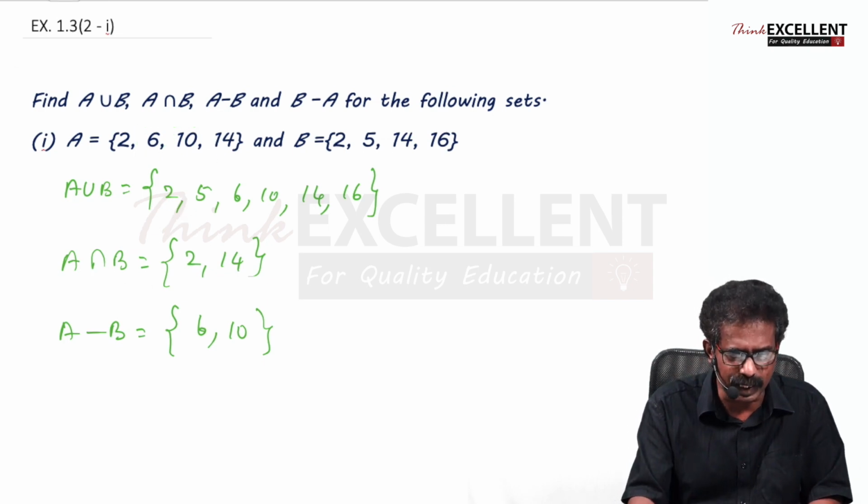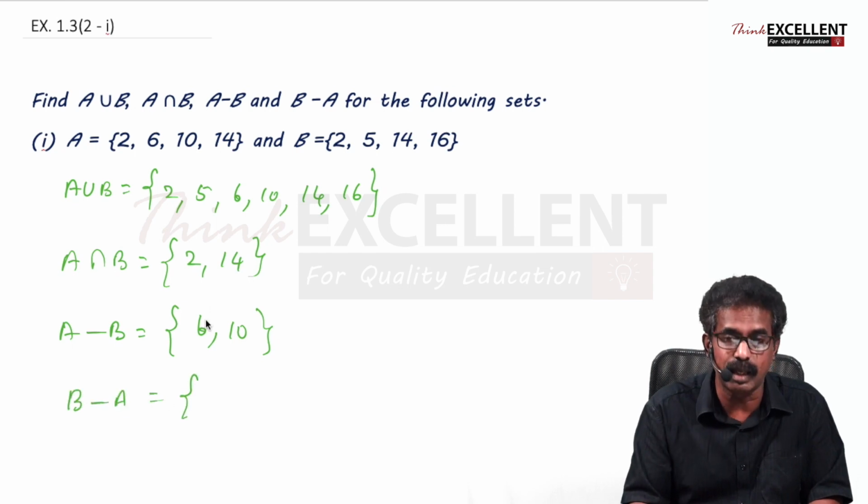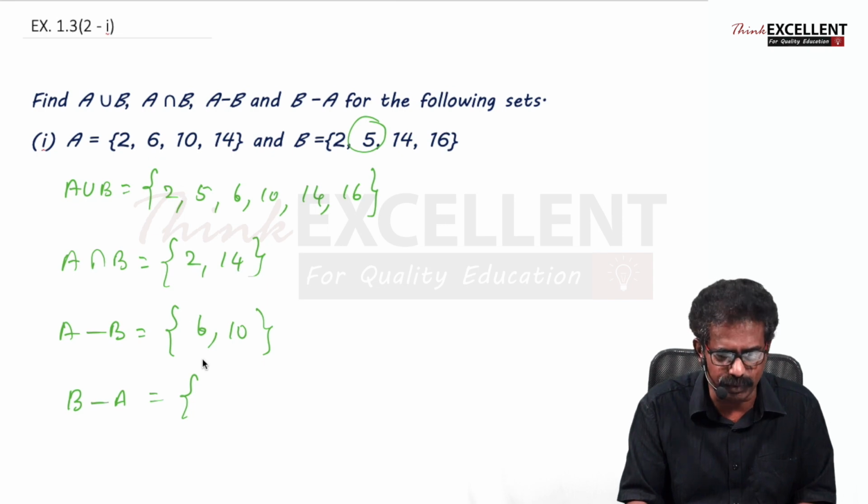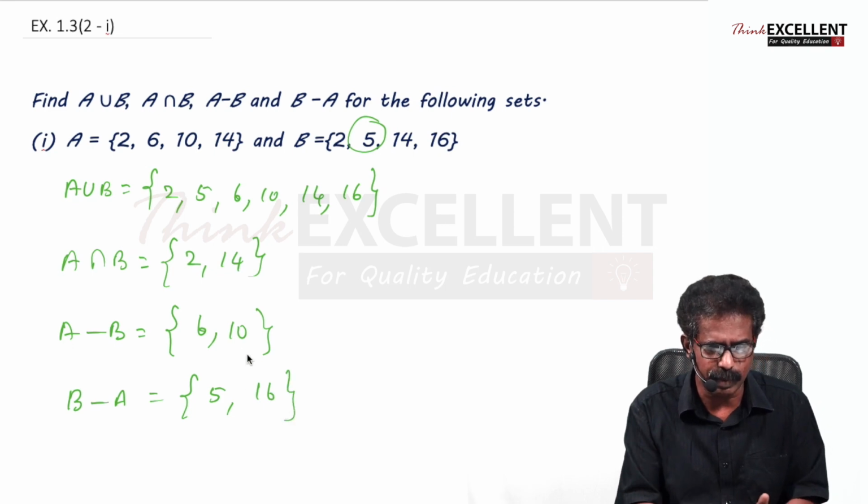Now B minus A. B minus A means elements in B but not in A. In B, 2 you can't take, it is in both. 5 you can take, right? 5 is in B but not in A, so 5 you can take. Then 14 you cannot take, it is in both. 16 you can take. Okay, so A minus B, B minus A.